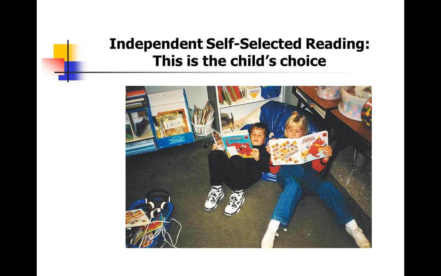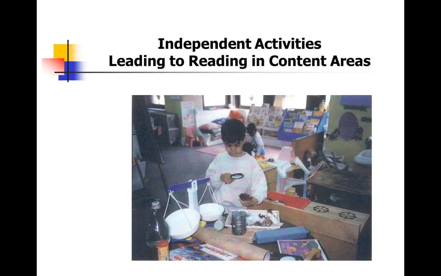When they come in the morning, they choose independent self-selected reading. The choice is very important. These two children, I think in this class, happen to be reading books about Clifford, and they're both going back to them and repeating. But they are allowed to choose whatever level they wish. Independent activities leading to reading in content areas, another independent activity. And there are books on that table. Hopefully he will be motivated to read, and they're there on purpose so we can integrate.